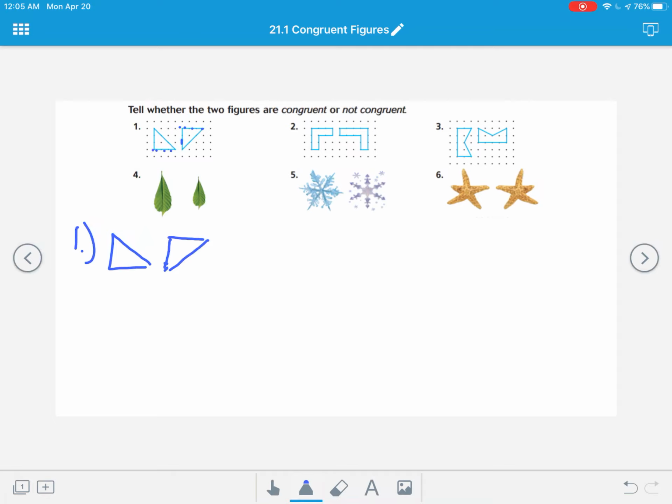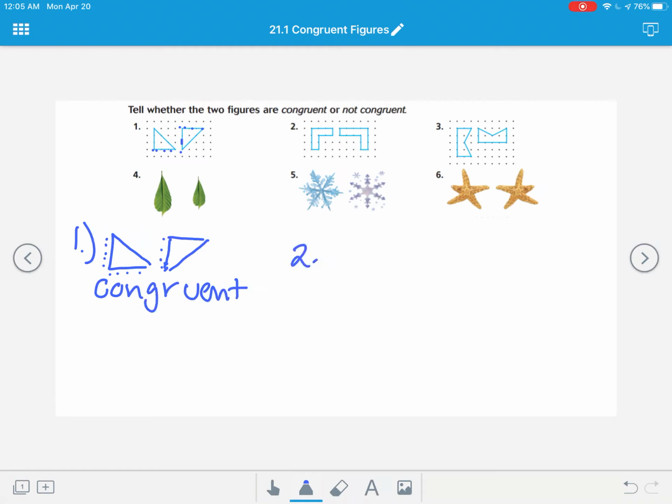1, 2, 3, 4 dots up. And 1, 2, 3, 4 dots across. So I know that these are, although they're not the same orientation, each side of the triangle is the same all the way around. So these are congruent. They're the same size and the same shape.